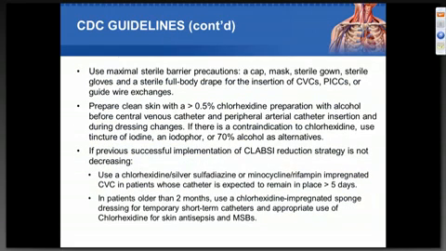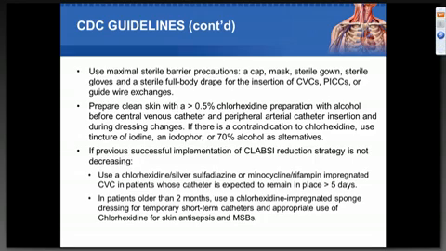Use maximal sterile barrier precautions: a cap, mask, sterile gown, sterile gloves, and sterile full body drape for insertion of these lines. And I'm going to go into what exactly it is in later slides. Everybody says that, but quite a few times it's very critical to remember how we do that, and I'll elaborate on that. Prepare clean skin with 0.5% chlorhexidine preparation with alcohol before CVC and catheter insertion and dressing changes. And if there's a contraindication to chlorhexidine, use tincture of iodine, an iodophor, or 70% alcohol as an alternative. It's very important to know that. Then the good thing is that allergy to chlorhexidine is extremely, extremely rare. So we have this molecule which is making an impact.